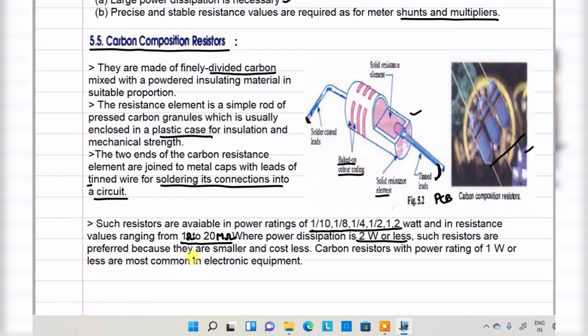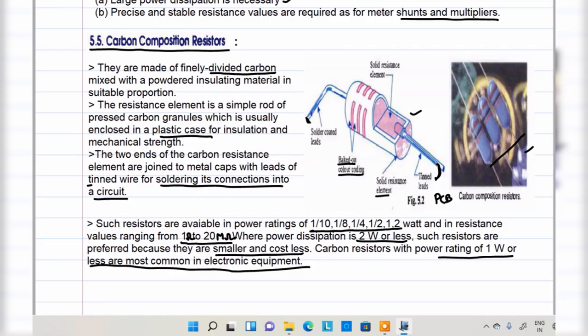These are also smaller and cost less, just 50 paisa, 1 rupee. It is not more than that. These resistors are smaller and cheap. Carbon resistors with a power rating of 1 watt or less are most common in electronic equipment. In electronic equipment, resistors of less than 1 watt are present. Usually they are used in electronic circuits.